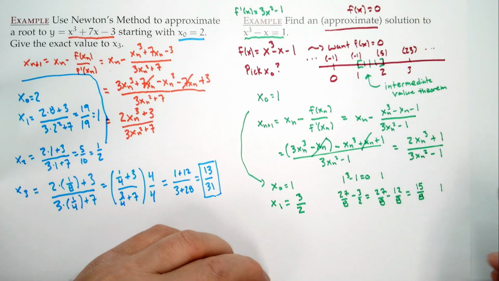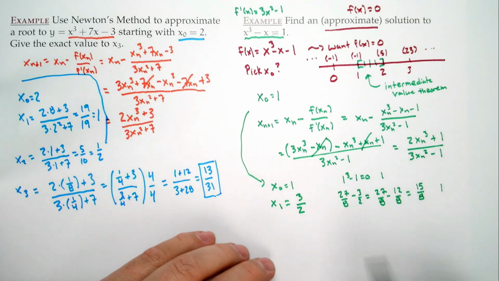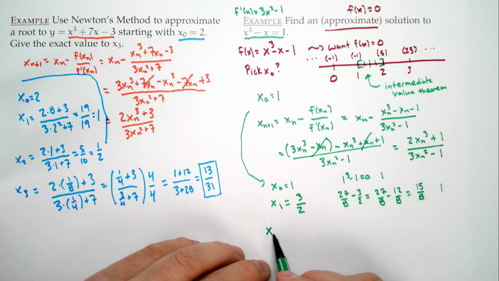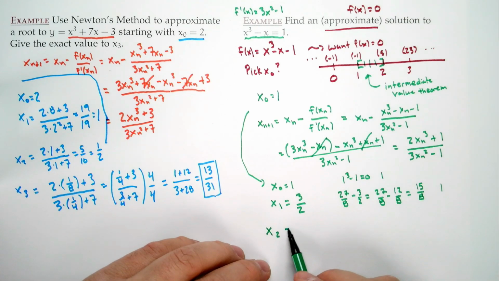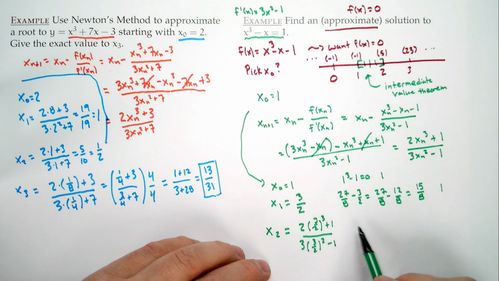Well, again, not very close to 1, but we haven't gone very far. Maybe the next one. Okay, so x2. Well, that'll be 2 times 3 halves cubed plus 1. Downstairs, we're going to get 3 times 3 halves squared minus 1. Now, if you cube this, you're going to get 27 over 8. But then you have a 2, so that's really 27 over 4 plus 1.